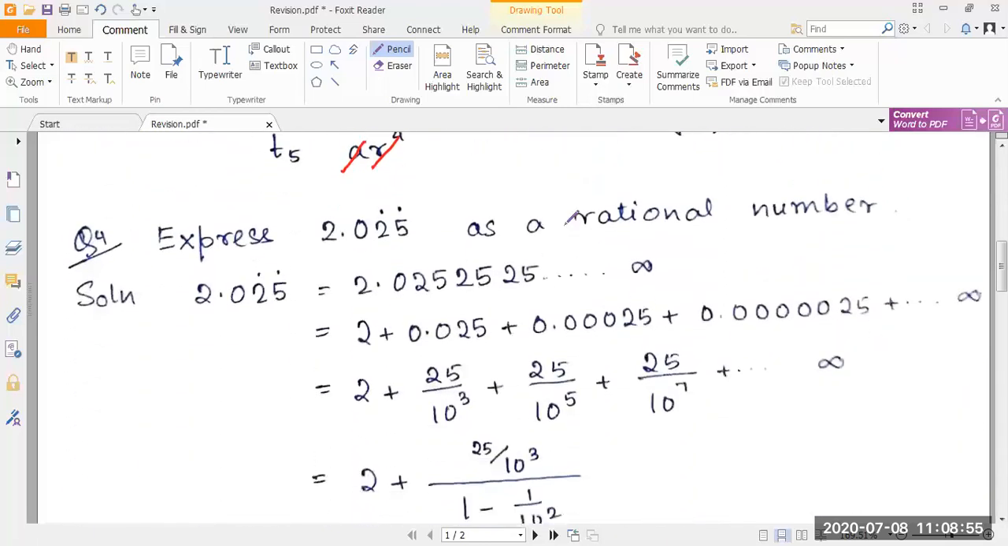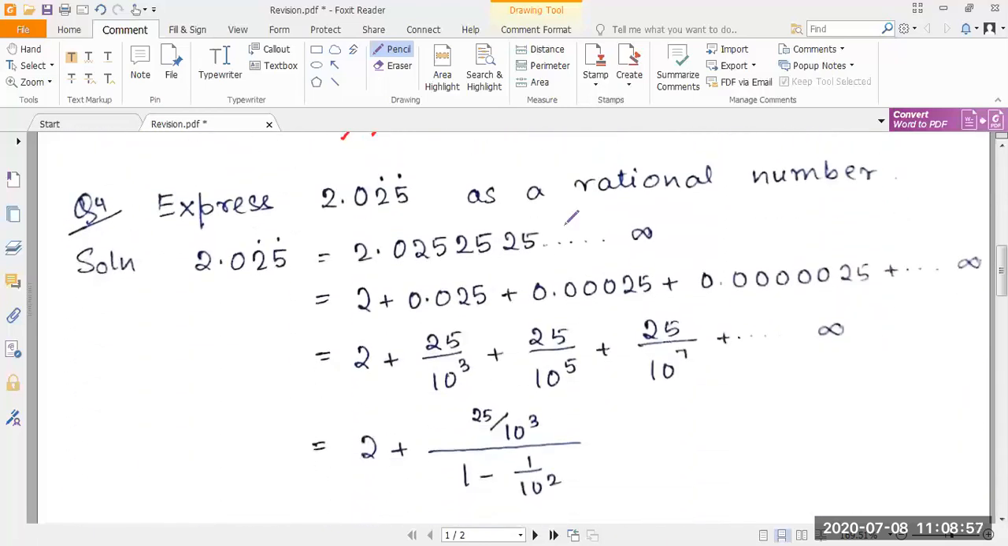So let's do the last sum for today. Express 2.025, where 25 is recurring. So it's 2.025252525, and it goes on, as a rational number. So what I first do is express it in a non-recurring form.